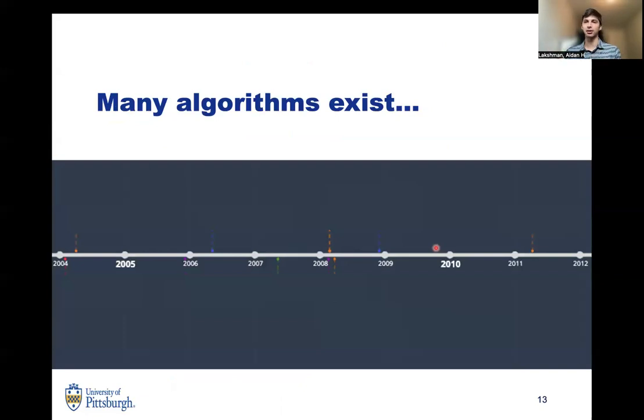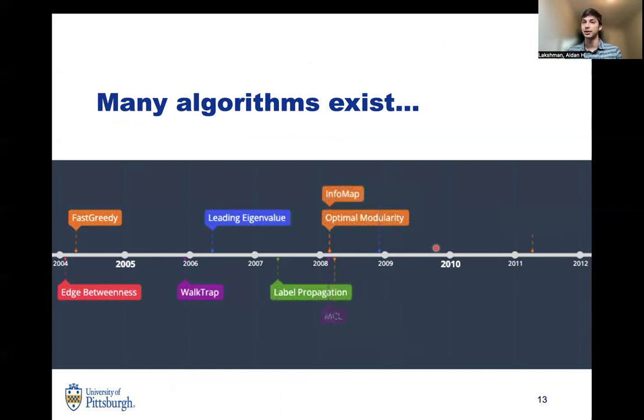Now, many algorithms exist for community detection. Between 2004 and 2012, there were 11 algorithms developed that I could find on community detection, probably many more, and many after this as well. The reason that there's so many algorithms for community detection is because this is a widely applicable problem in a lot of different scenarios. So people have come up with different approaches depending on the use case and depending on different ways to optimize for community detection.